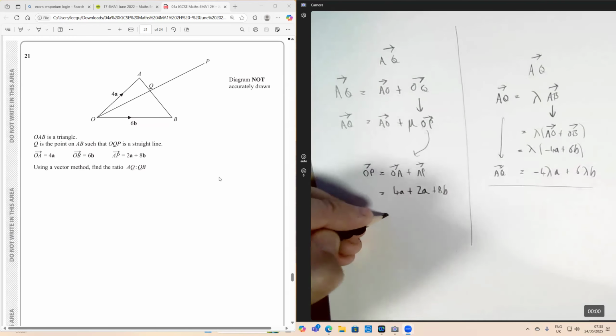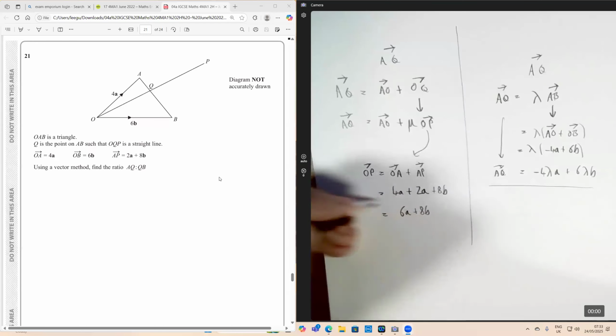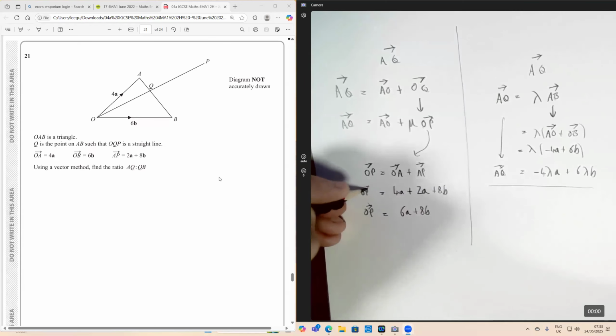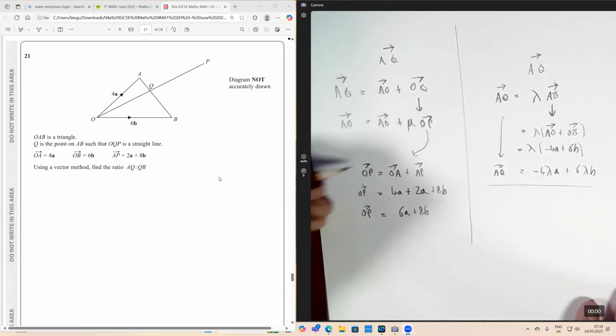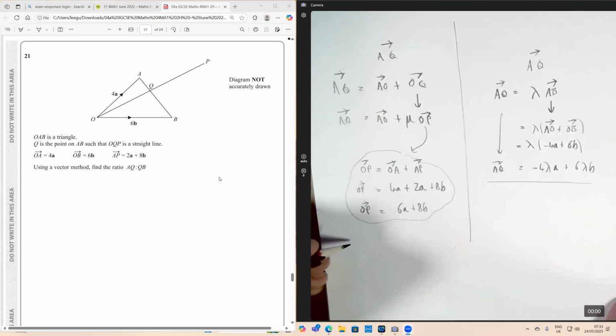So bringing that together, that gives me 6a plus 8b is my OP. Okay, that's perfect. So I now know what OP is. So I'm going to take that result and put that back in my AQ.